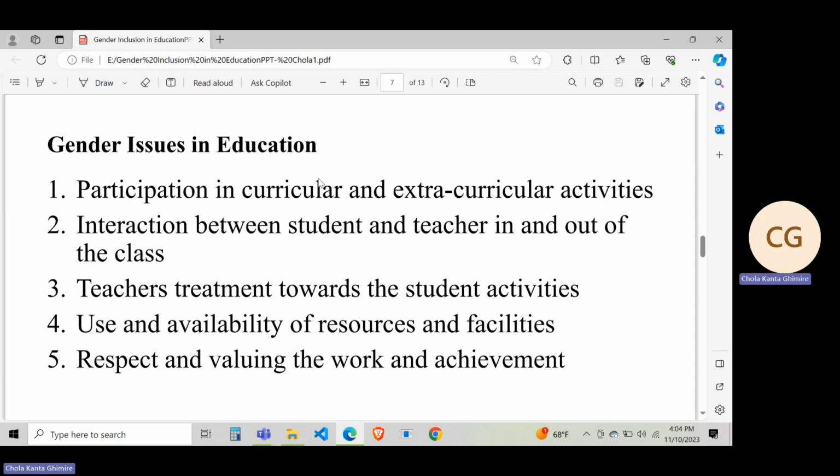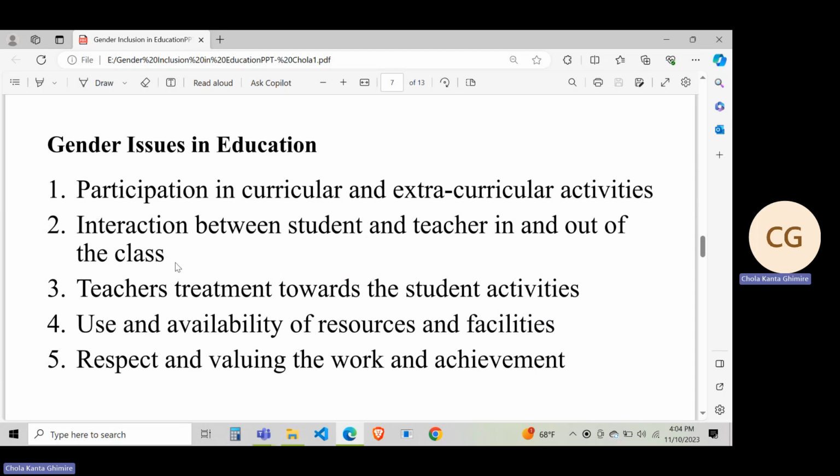The first gender issue in education is the participation of girls and boys in curricular activities, meaning classroom activities, and extracurricular activities. We can find different participation of boys and girls. Therefore, we need to ensure their participation equally, according to their capacity.